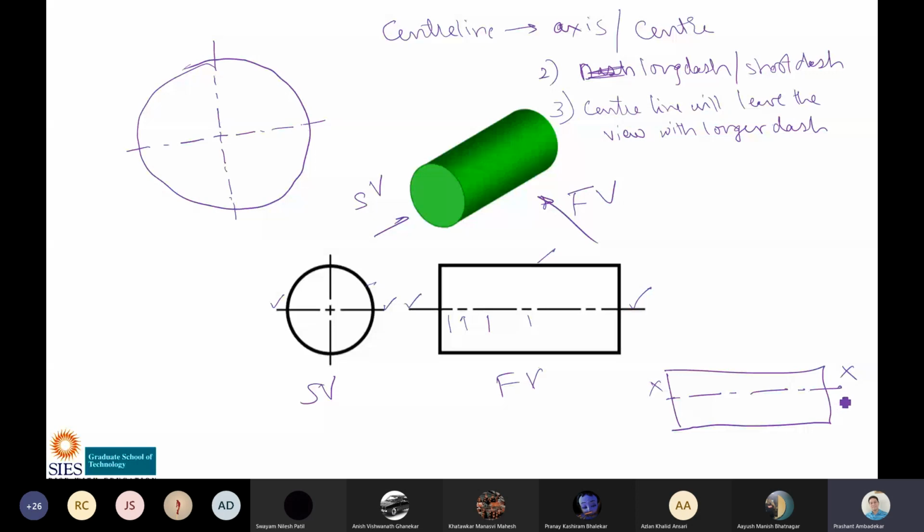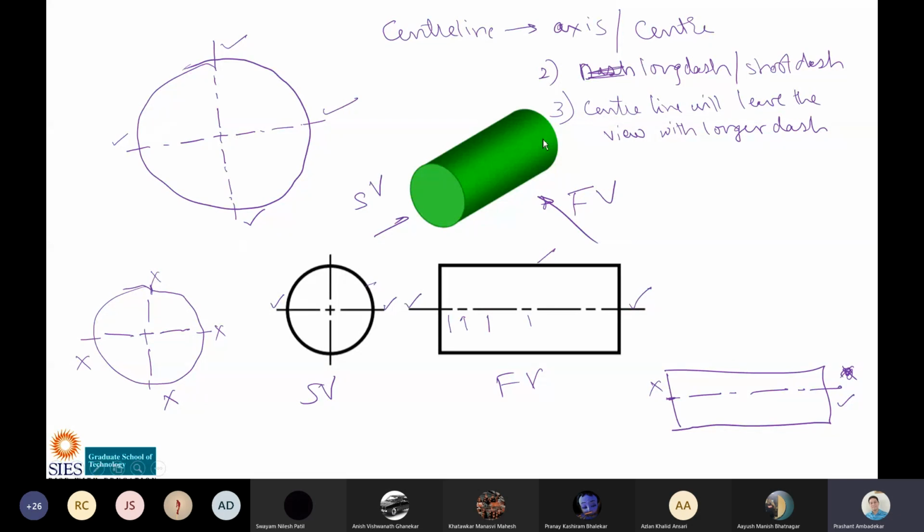Why? Because here it is okay. This one is correct, it is leaving with a longer dash. This one is not correct. Even if I draw a circle with two small dashes, long dash, short dash, long dash, short dash, it is not correct. It should leave with a long dash only. This is an important concept. You will see confusion in different books. You will see different things in different books. This may also appear in some book, but this is not correct. This one is correct.